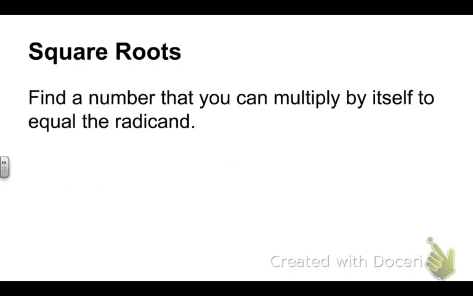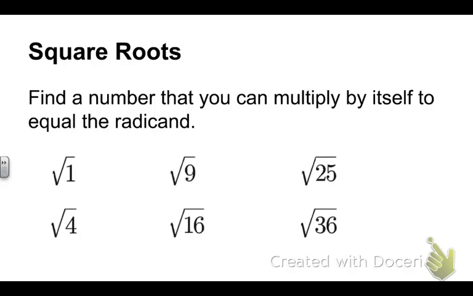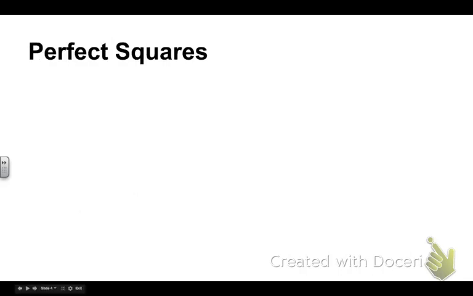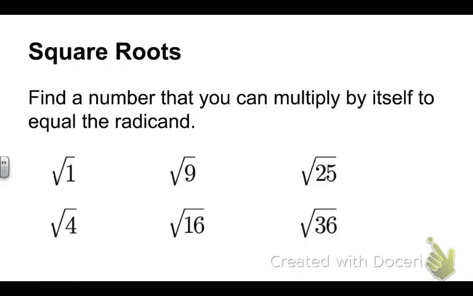So for square roots, this is tricky for some. You need to think to yourself, I need to find a number that I can multiply by itself, by that same number, to equal the radicand, to equal what's inside that radical symbol. On your notes you see a bunch of numbers. The first one is, what's the square root of 1? What number times that same number equals 1? The only possibility it could be is 1. 1 times 1 is 1.